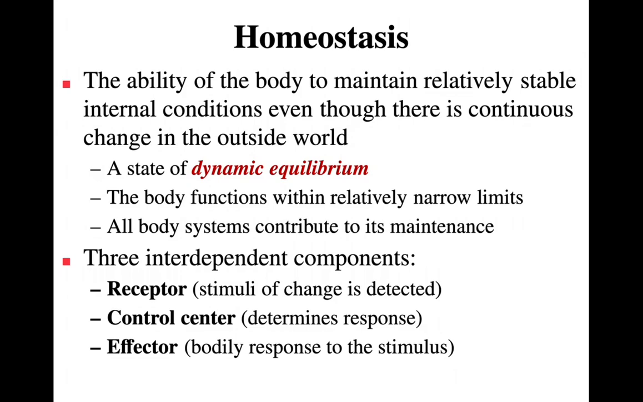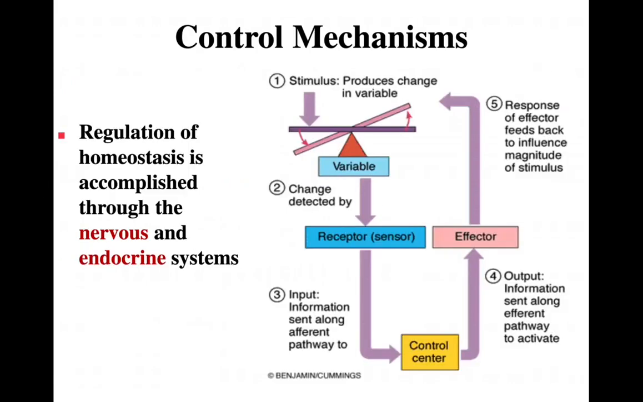So there's three interdependent components that help to maintain this. We have receptors that are going to detect changes in the environment. The control center is going to determine the response. And then the effector is going to be how the body actually responds to whatever that stimulus is. So this is accomplished through the nervous and endocrine systems.